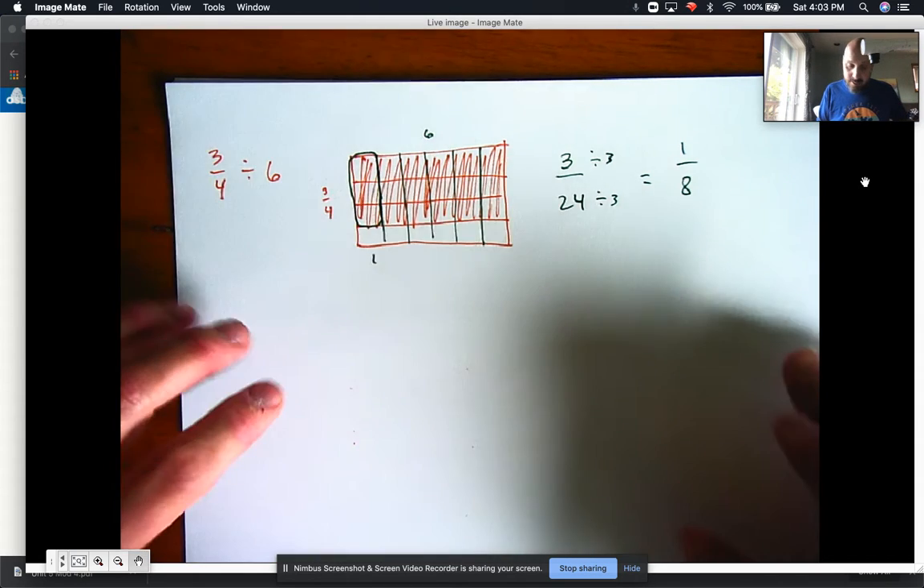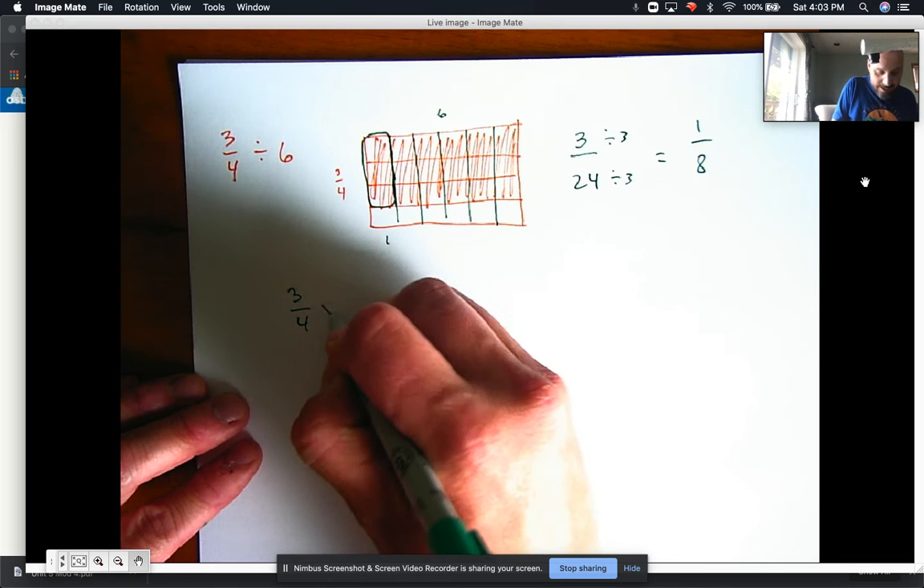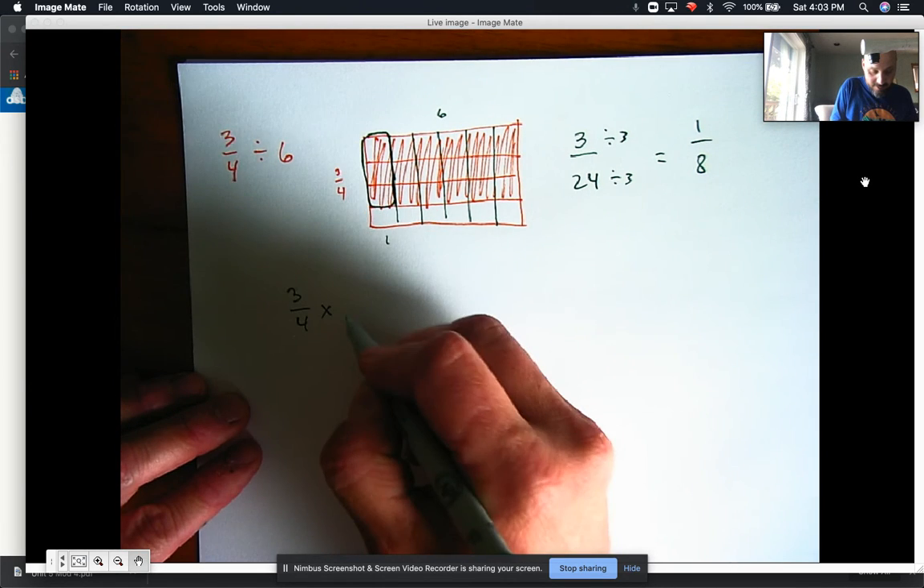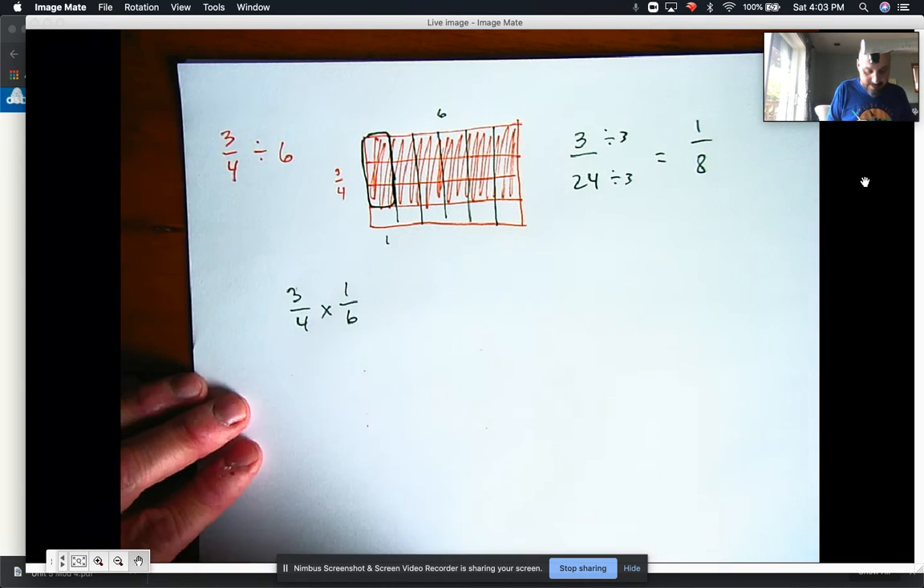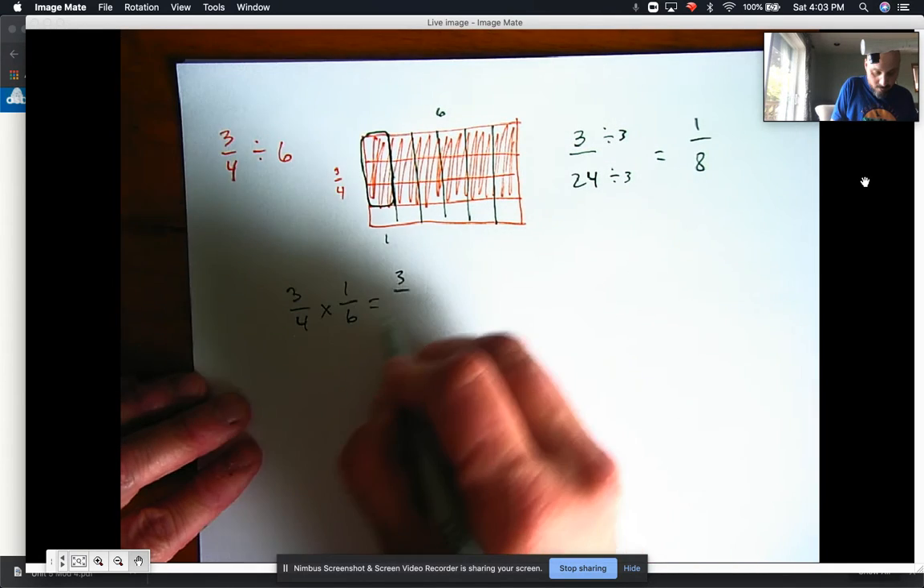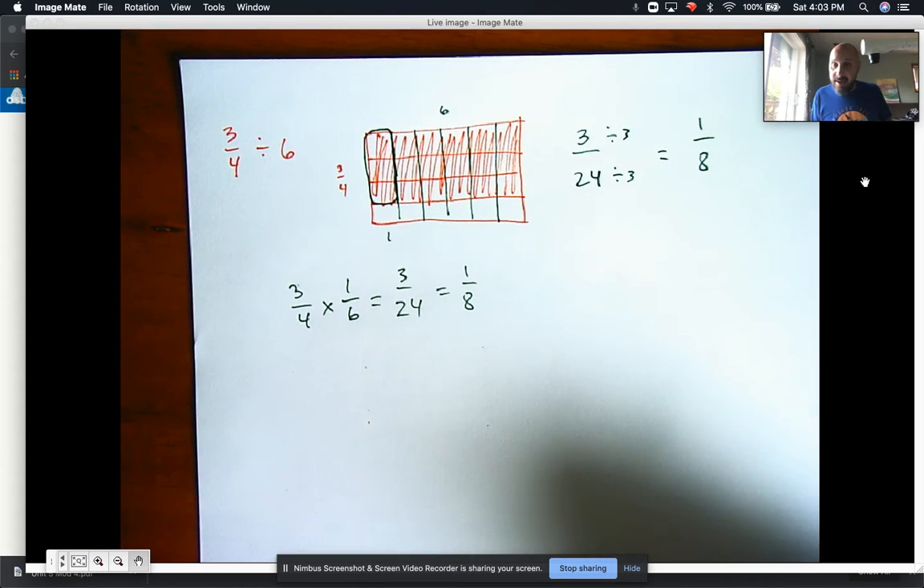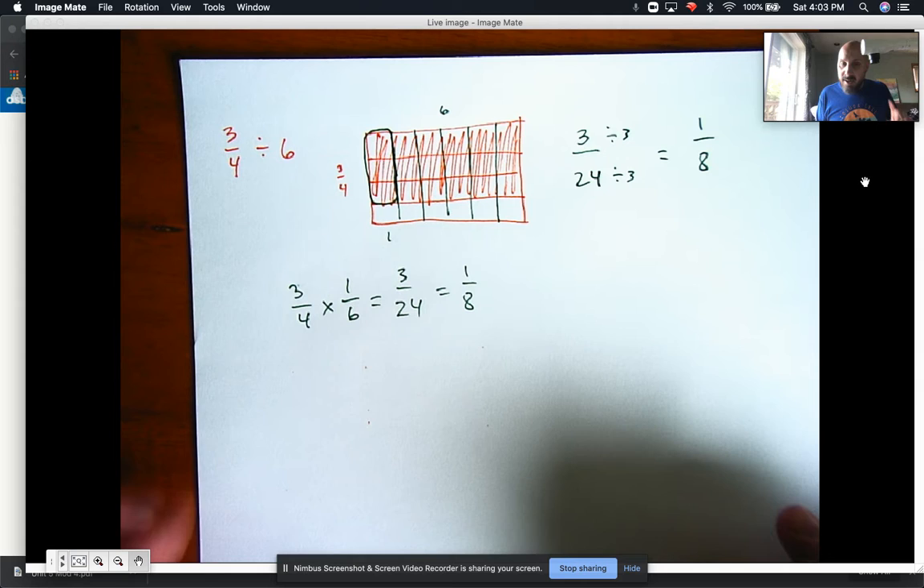Our little trick, let's see if that works. 3/4 times, let's inverse 6 wholes into 1/6. 3 times 1 is 3. 4 times 6 is 24. And that can simplify to 1/8.